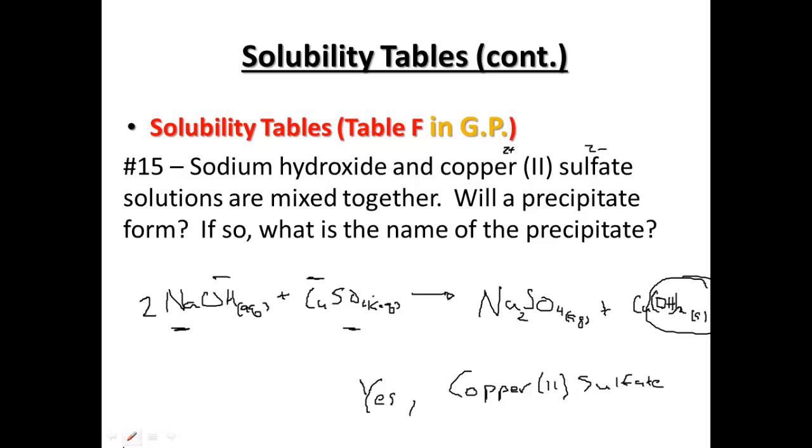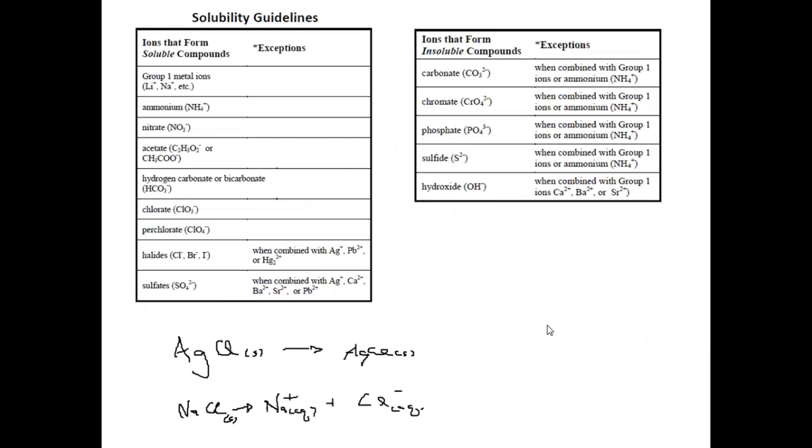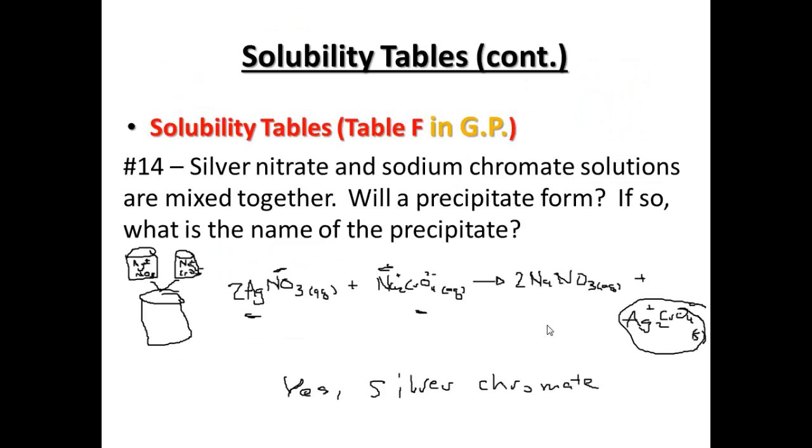I'm sorry, I actually forgot to balance this equation. So remember, this sodium has 2 of them over here, hydroxide has 2 over here, so that means we need 2 sodiums and 2 hydroxides over here. So we have 1 copper, 1 copper, 1 sulfate, and 1 sulfate. So now it's balanced.